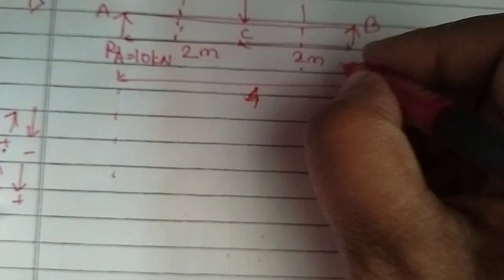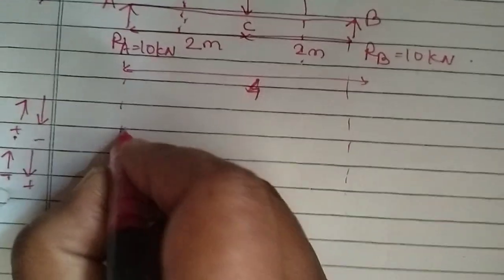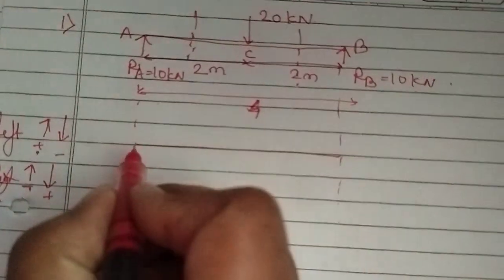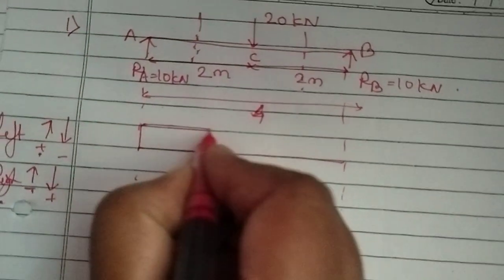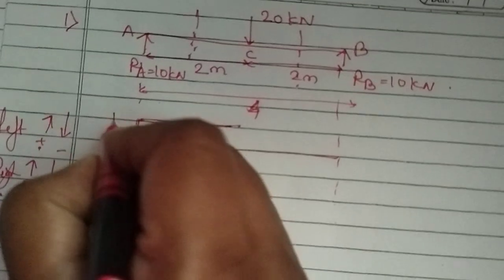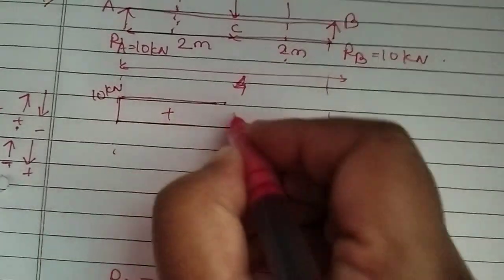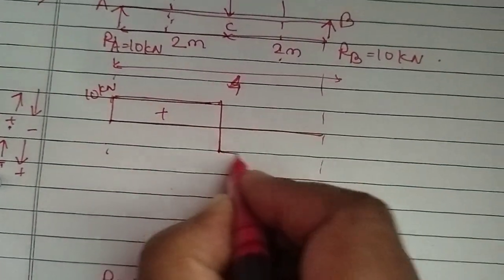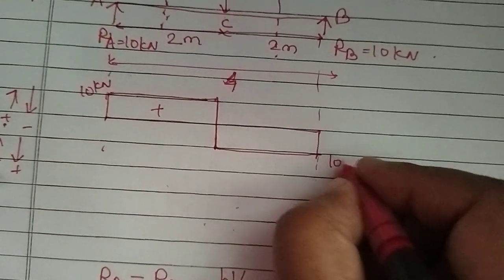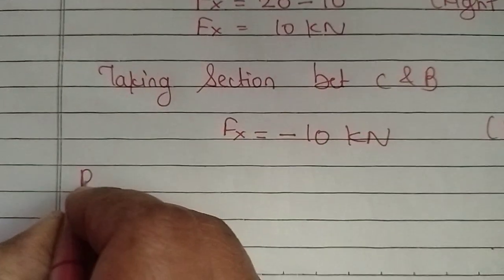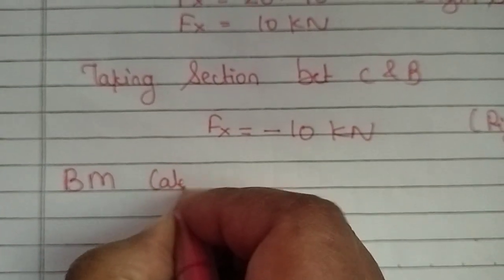So here we can draw our shear force diagram as we obtained. On this section there is 10 kilonewton positive and in this section we have 10 kilonewton negative. Understood? Now we will move towards the bending moment calculations.